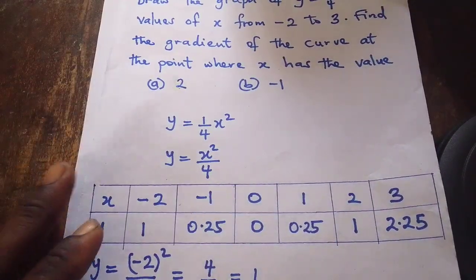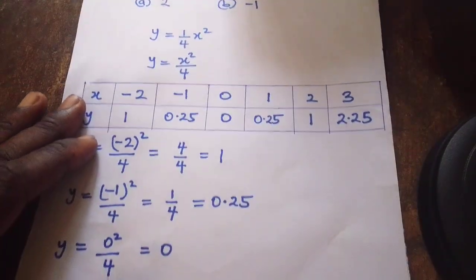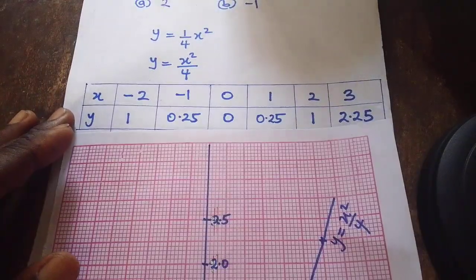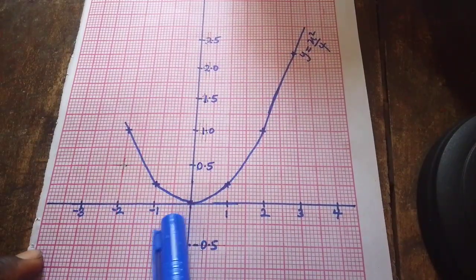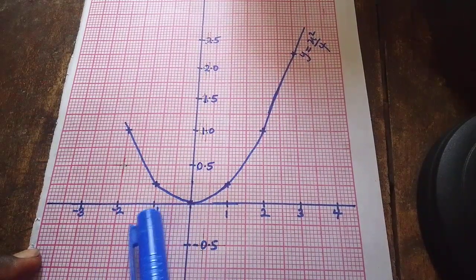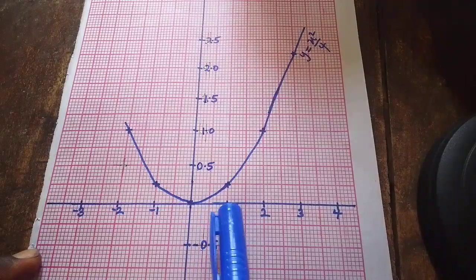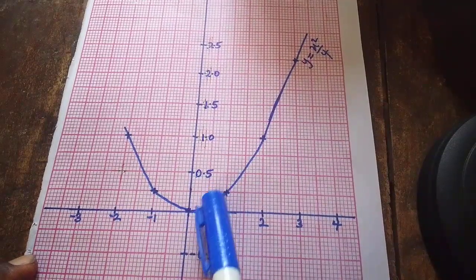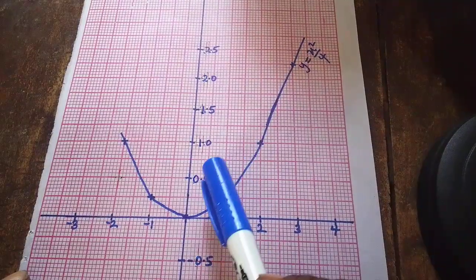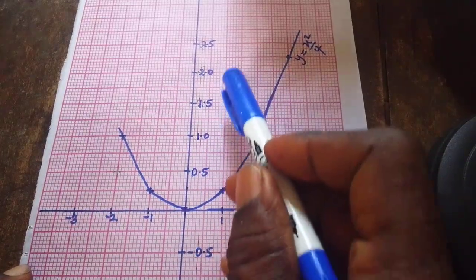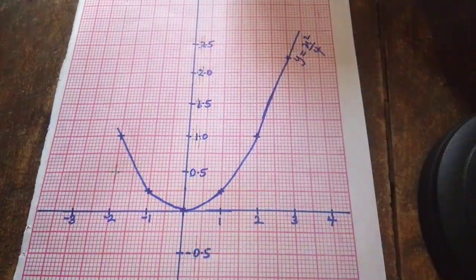So we are now going to plot the graph. For the graph, I'm going to use 2 cm to represent 2 units on the x-axis, and 2 cm for 0.5 units on the y-axis. So this is 0.5, 1, 1.5, 2, 2.5.